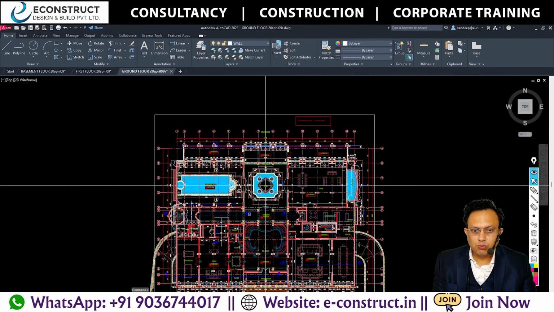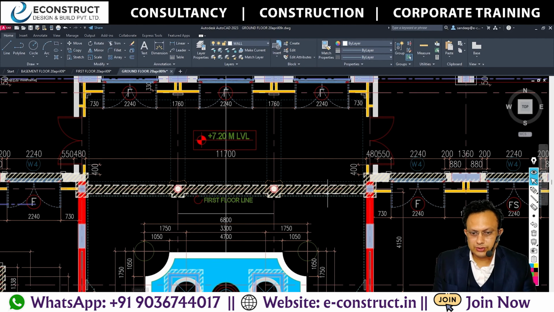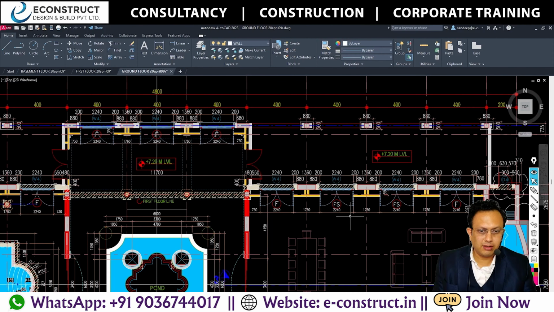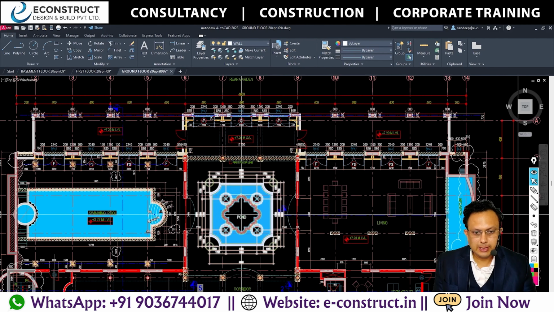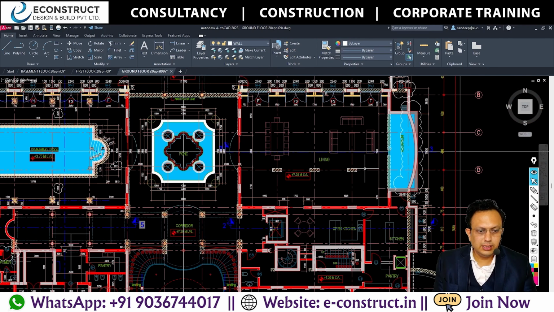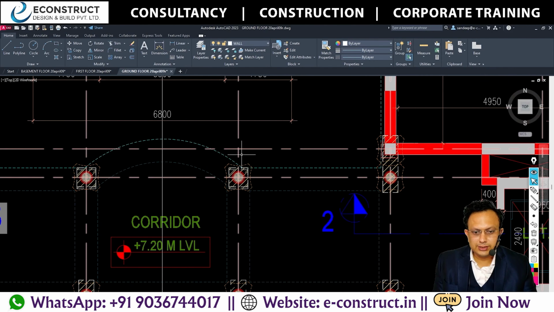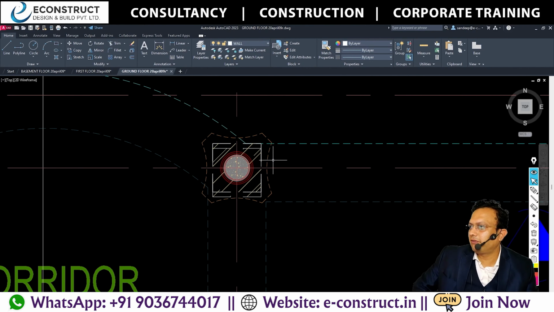So this is the wall. What you are saying is this is the wall actually. And yes, for example, this is a column. The shape of the column also is designed in a different artistic way.